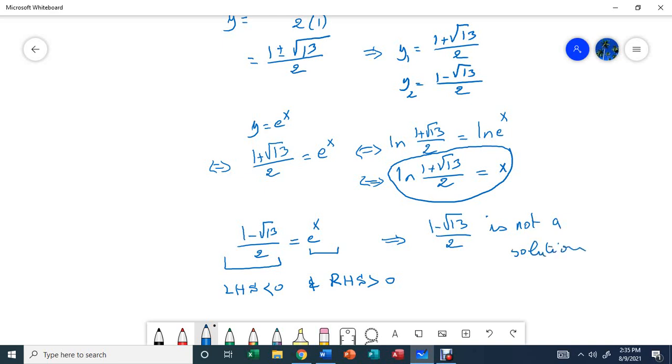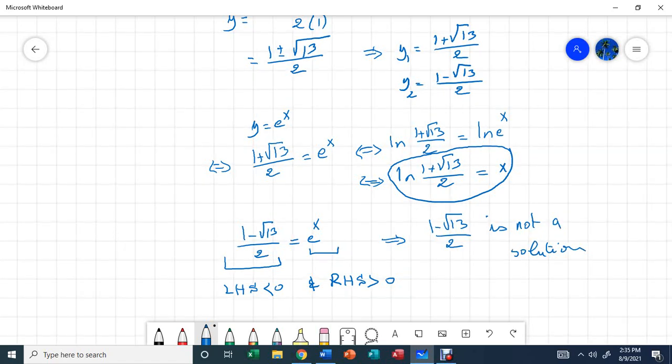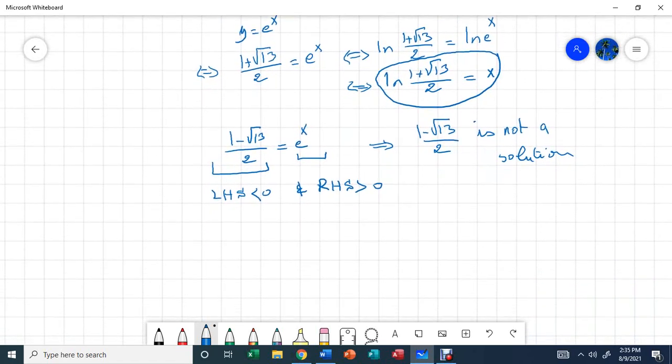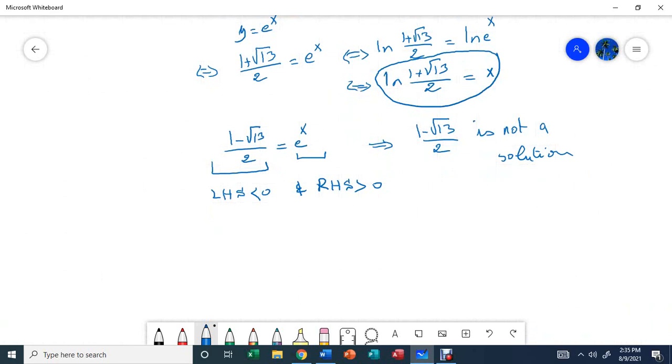So the only solution for this equation is ln of 1 plus square root of 13 over 2. So the only solution is x equals ln of 1 plus square root of 13 divided by 2, and that's the only solution for that equation.